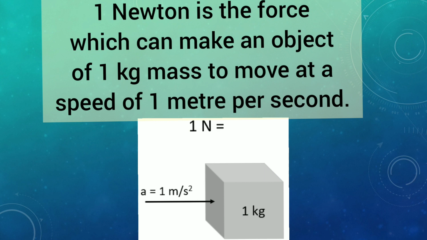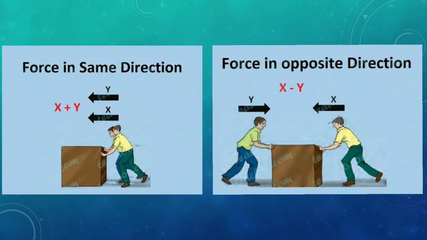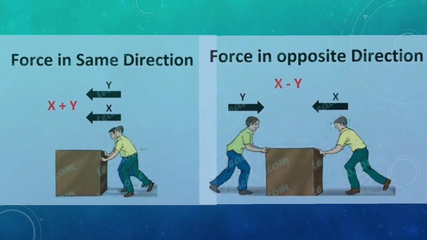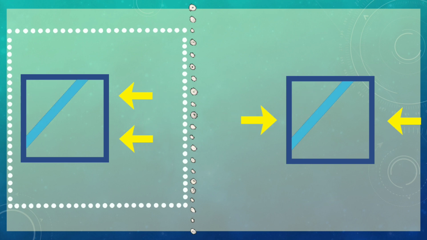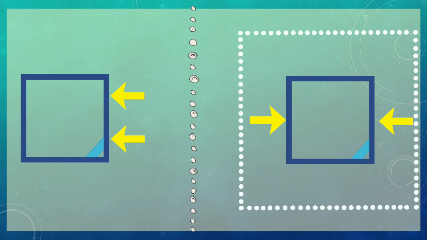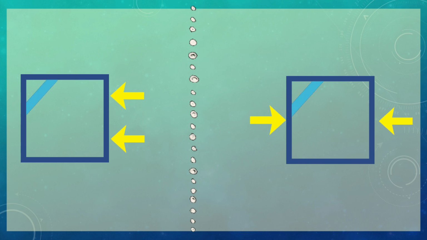Along with the magnitude of force, the direction in which a force acts is also to be specified. This is because if the magnitude or direction of the force applied changes, the effect produced by the force also changes. When two forces act on an object, then two cases arise. Either the forces act in the same direction or the forces act in opposite directions. Clear? Now let's take the first case.